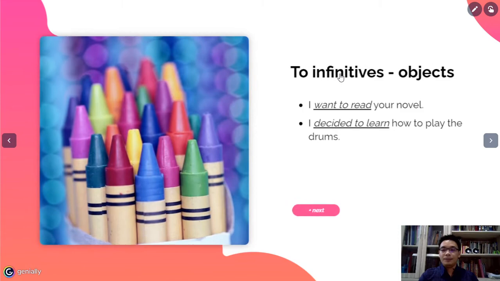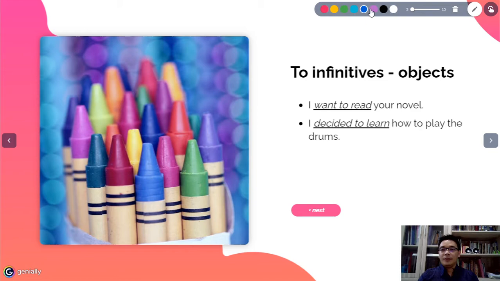Let's continue. This is the example. Some examples for to infinitives as objects of the verbs. I want to read your novel. This is the to infinitive, to read. And this is the verb. I underline twice for the verb. Next, I decided to learn how to play the drums. This is the to infinitive and this is the verb.